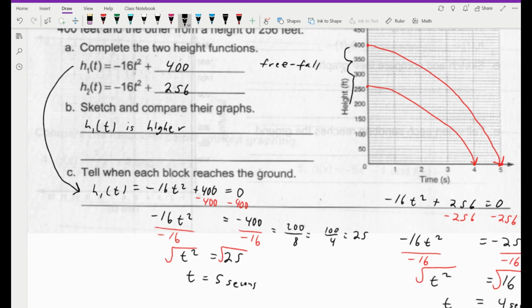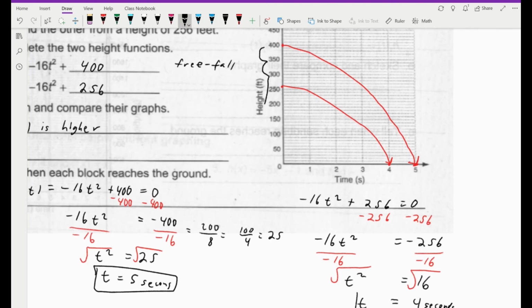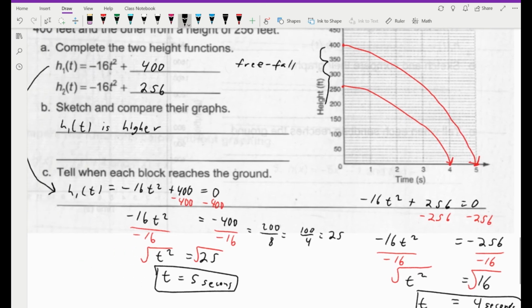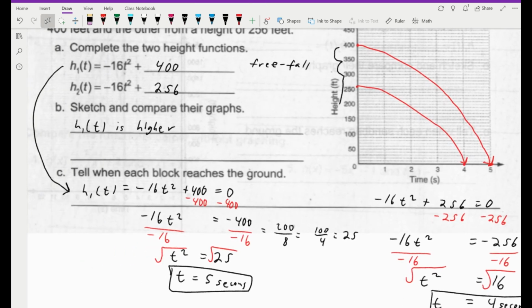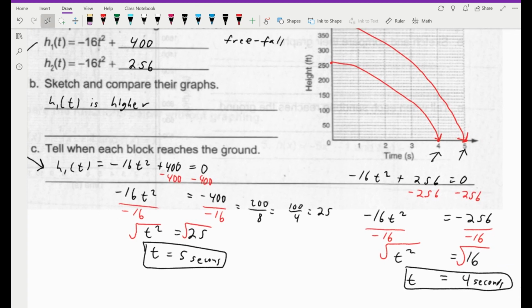Tell when each block hits the ground. Oh, and I'm sorry, we did that already. 5 seconds for our first equation, and 4 seconds for the second equation. So we know the times already: 5 seconds right here, and 4 seconds here. They're going to have the same shape, just that one graph is, of course, a lot higher than the other graph. Well, that concludes this lesson.